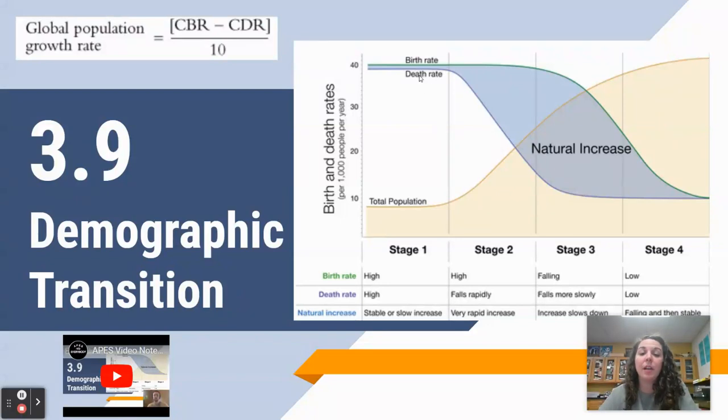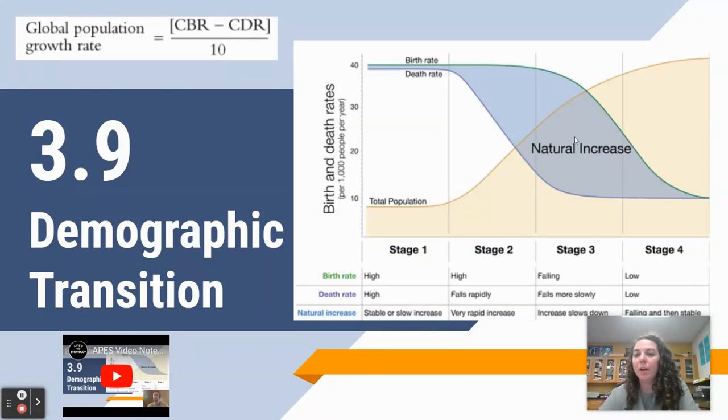So you can see over here in stage 1, our birth rate and our death rate are both very high, but they're also very close to each other. So we don't see a ton of population growth happening. In stage 2, that death rate starts to fall, but our birth rate still stays pretty high. These are going to be a little bit more developed countries, but because that birth rate is still so high and our death rate is low, we start to see a really dramatic increase in our population size.